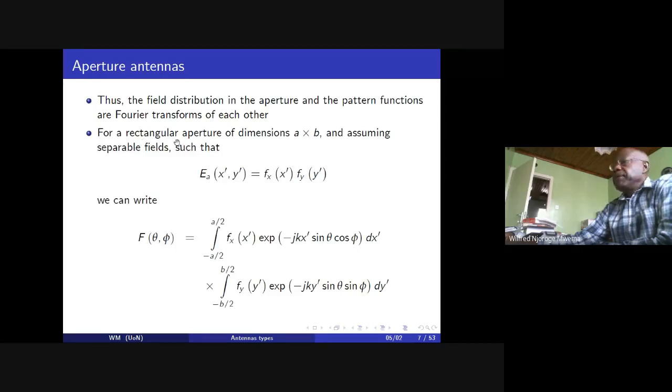So for a rectangular aperture of dimensions a by b, assuming separable fields such that the E of A, that is the field in the aperture at x prime, y prime, can be written as a function of x prime alone and a function of y prime alone, then the Fourier transform is going to be given by f of theta, phi equal to the integral from minus a by 2 to a by 2, where a, of course, is the length, of f of x prime, exponent of minus jk x prime sine theta cos phi, dx prime, and a component in the y direction.